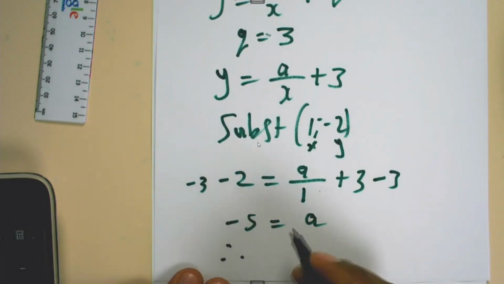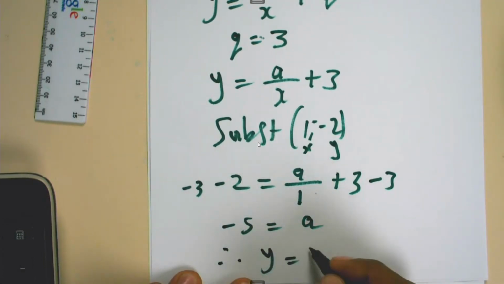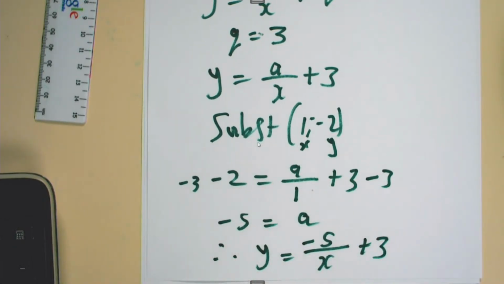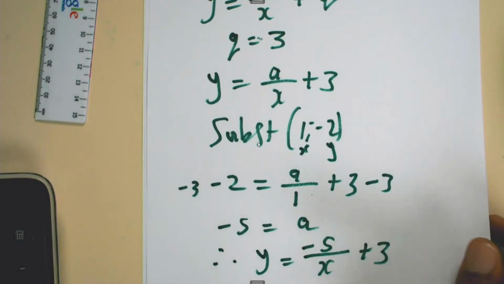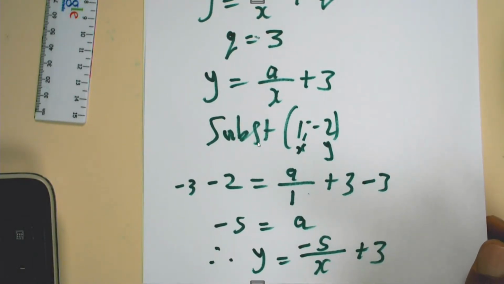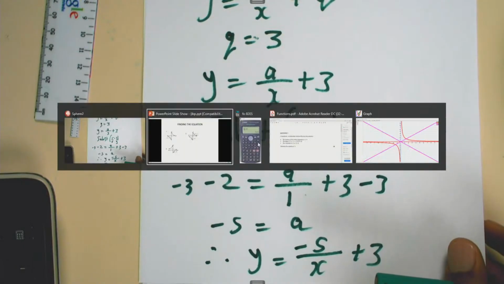Then I can now write the equation: y equals -5, replacing a by -5, divided by x, and then the q there is 3. Yeah, look at the smile that you guys are giving. Yes, it says now you are really following. Then you've got the same answer as mine, y equals -5 divided by x plus 3.